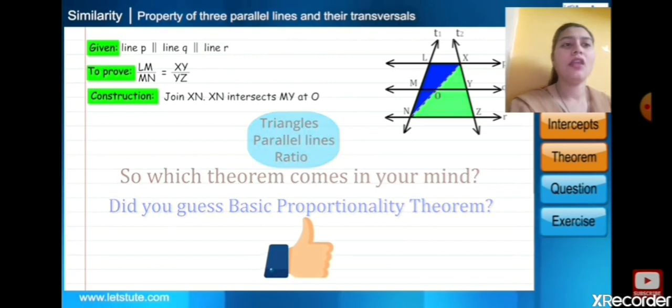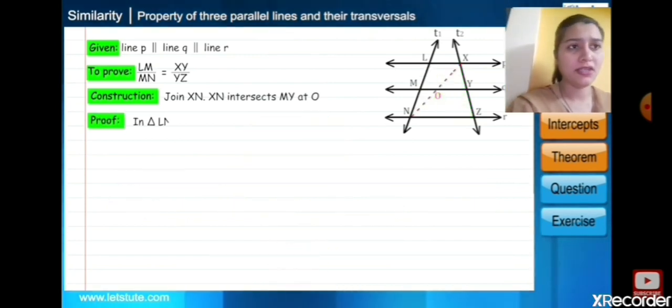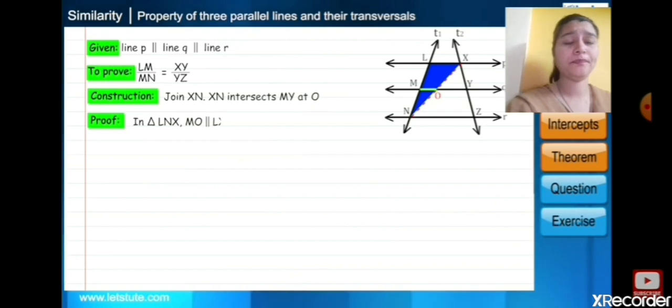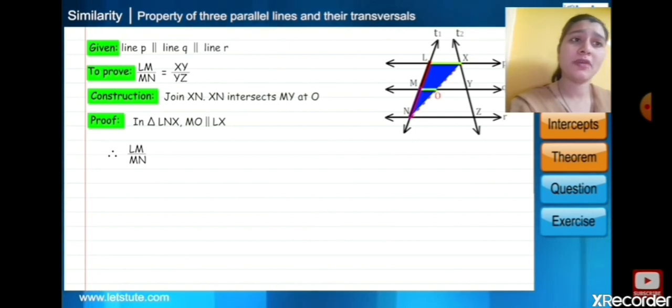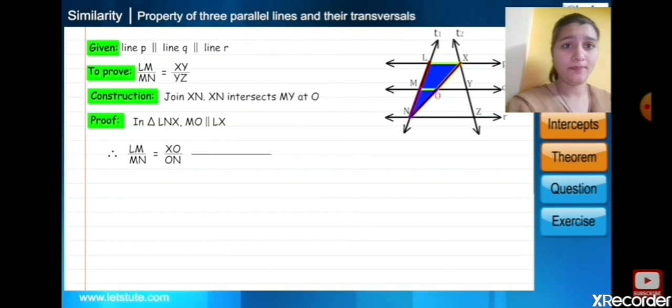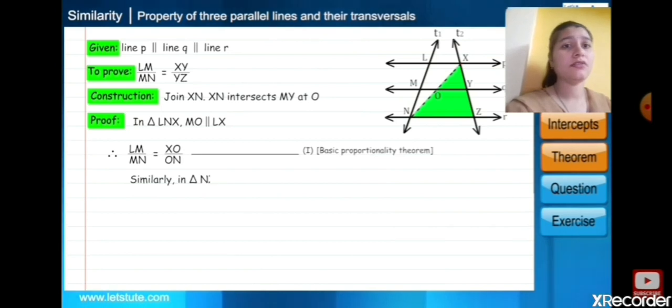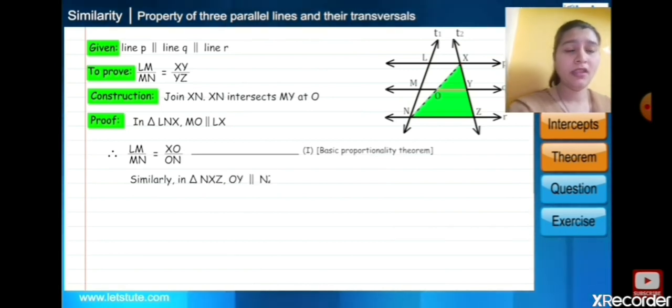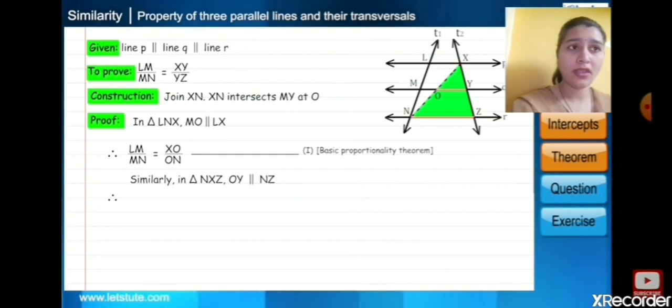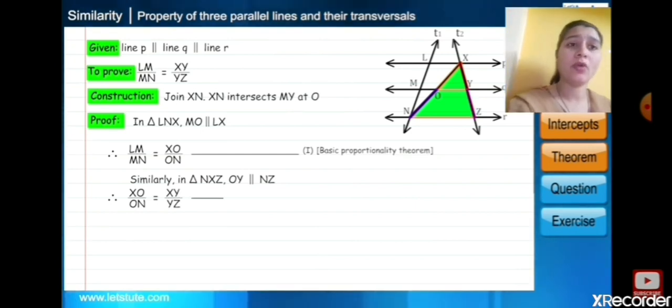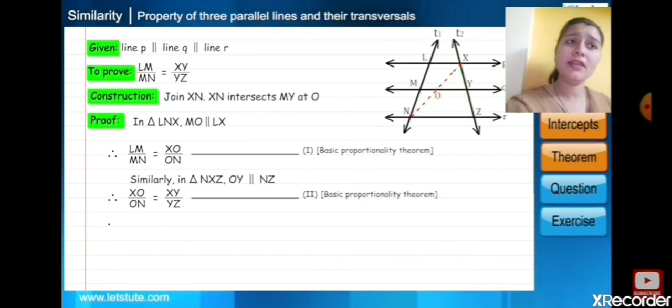You can think of BPT when two parallel lines and triangles are given to you. So I will consider one triangle first, LNX, where MO is parallel to LX. So I will write the BPT theorem, equation 1. Same thing I will take with another triangle, triangle NXZ, where OY is parallel to NZ. That's why I can say XO upon ON is equal to XY upon YZ. Equation 2, again BPT theorem.